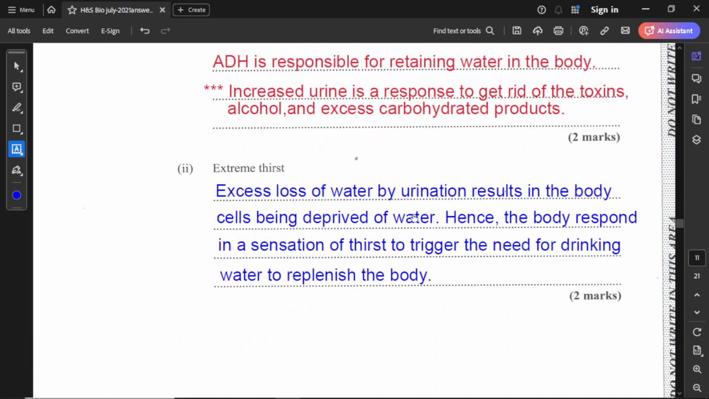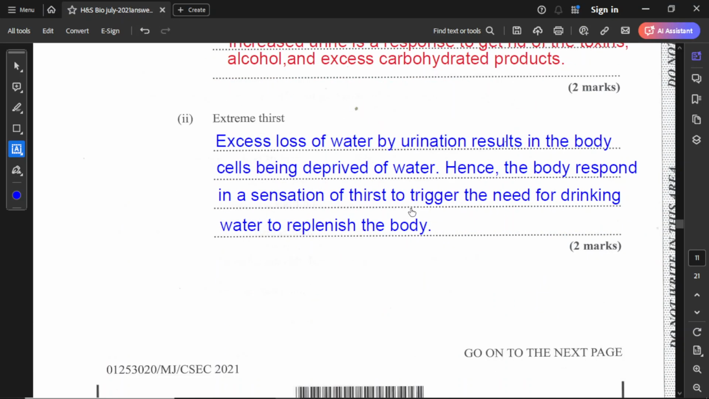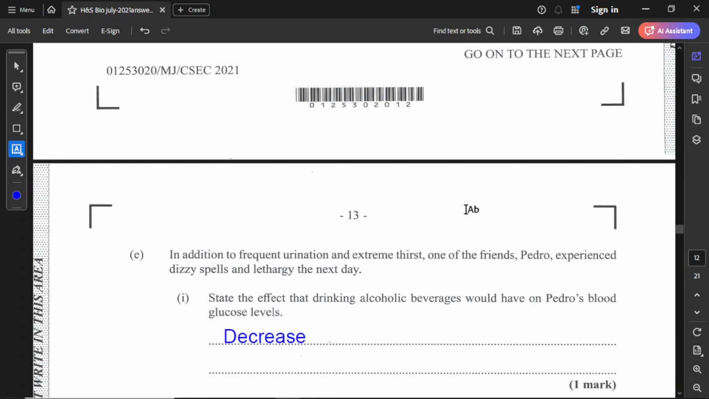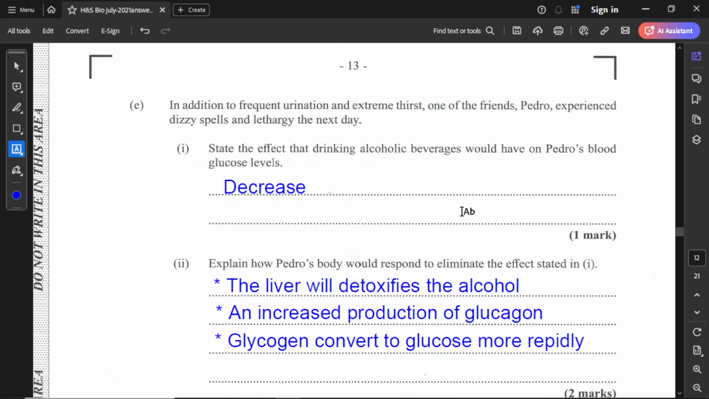All right. And so for extreme thirst, you have excess loss of water by urination, which results in the body's cells being deprived of water, and hence the body responds with a sensation of thirst to trigger the need for drinking water to replenish the body. That's why you feel thirsty, for you to naturally want to drink water. So the body responds.